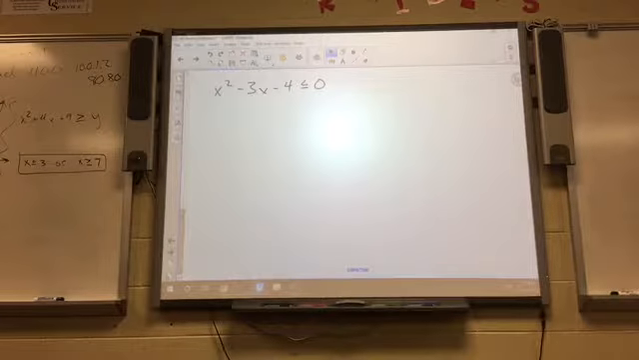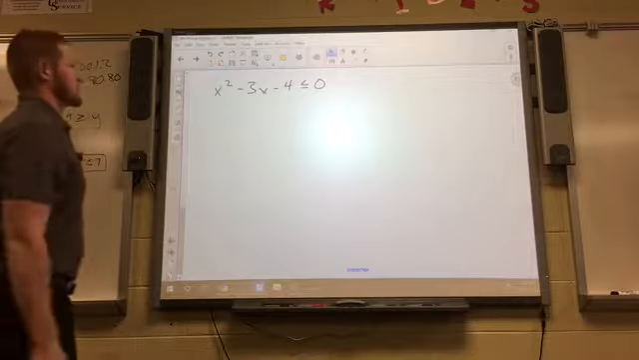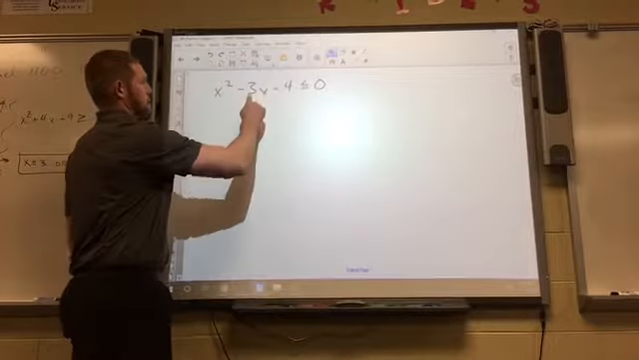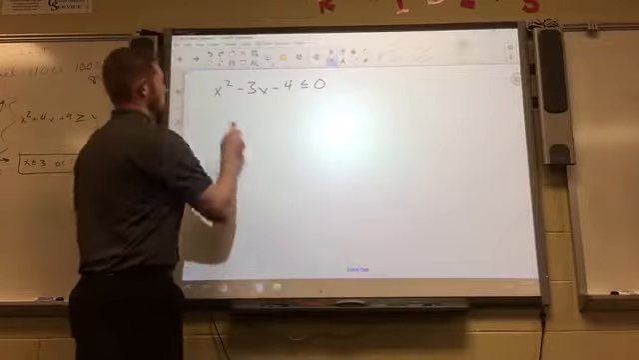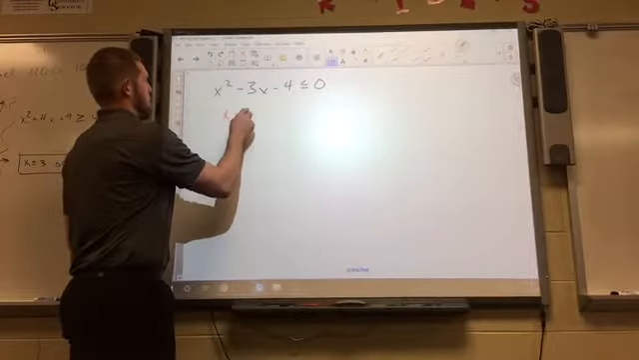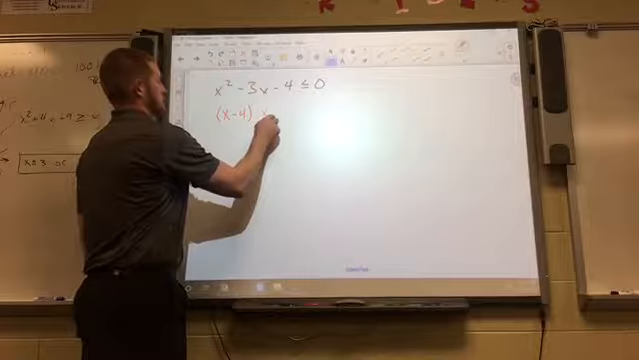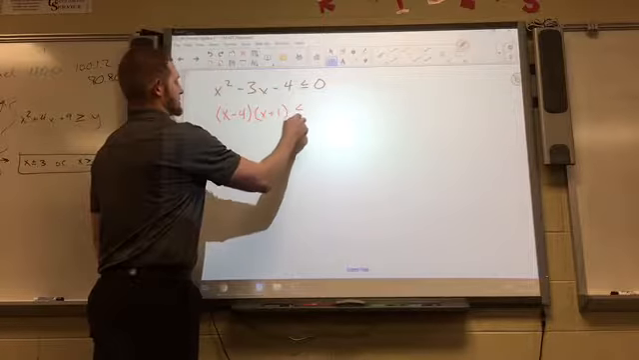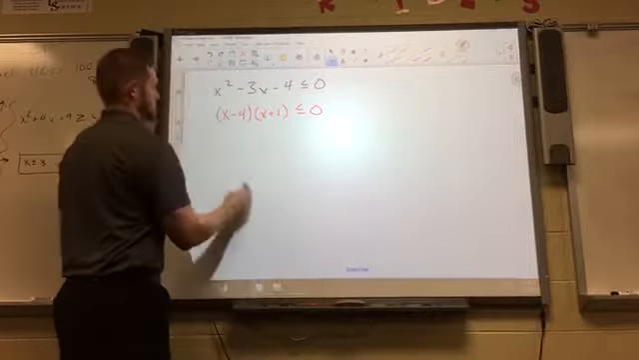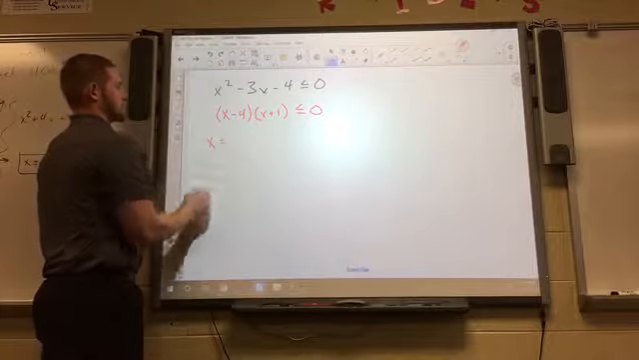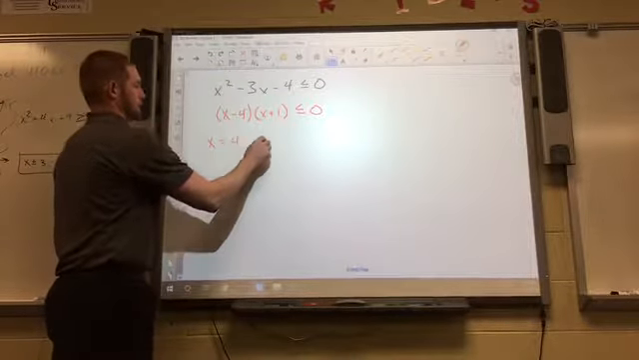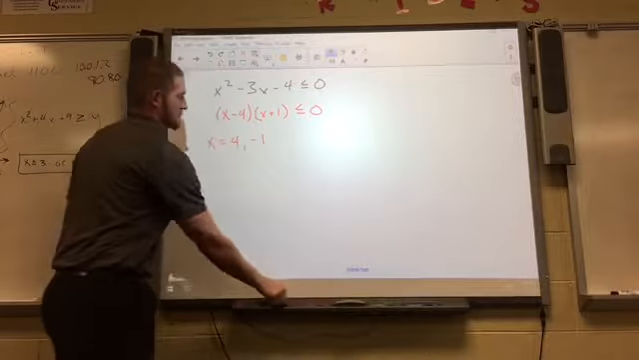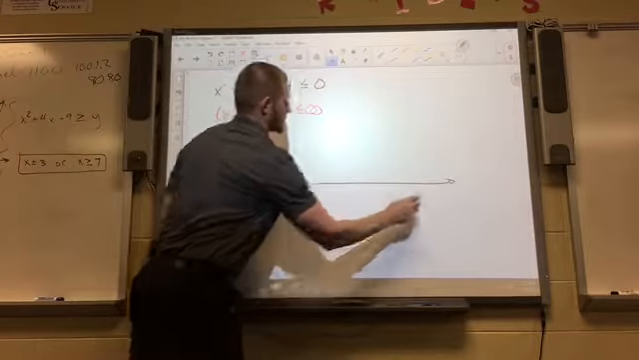Again, I would suggest that you try to factor this. Is there anything that multiplies to -4 and adds to -3? -4 and +1. So (x - 4)(x + 1) is less than or equal to 0. So my x values that need to go on my number line are 4 and -1. Okay, so I graph my number line.